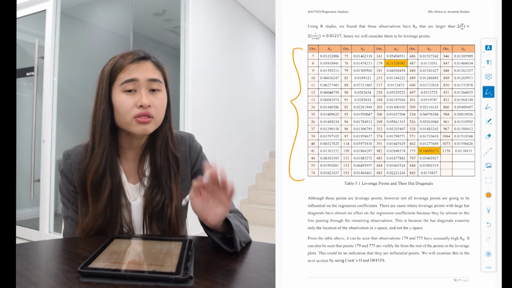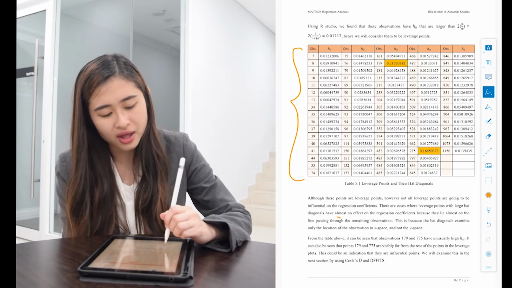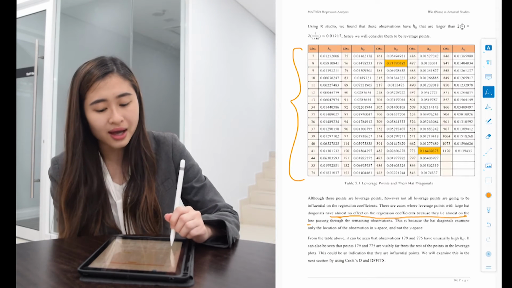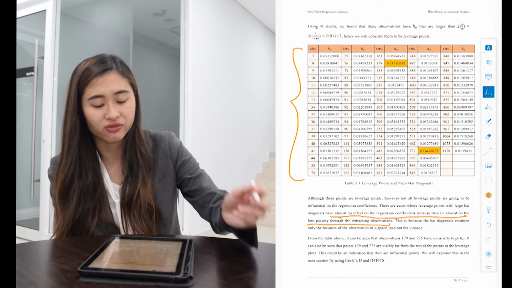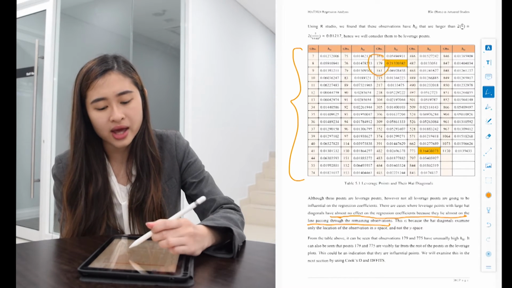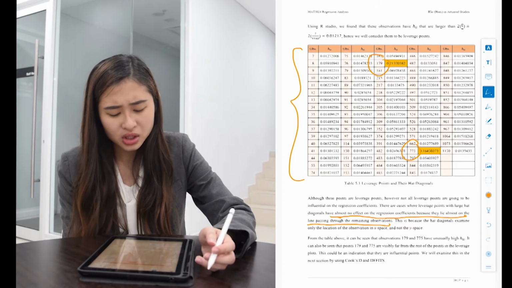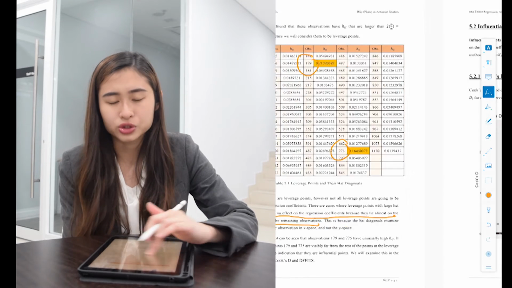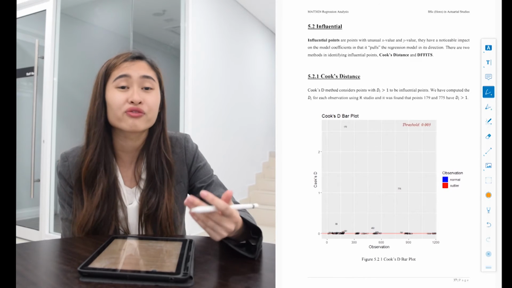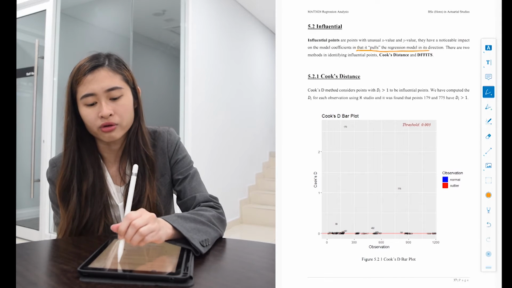However, not all leverage points are influential points. There are cases where leverage points with large hat diagonals have almost no effect on the regression coefficients because they lie almost on the line passing through the remaining observations. If you look at the table, we can see that 179 and 775 have extremely large hat diagonals. This could be an indication that they might be influential points. Influential points are points with a noticeable impact on the model coefficients in that they pull the regression model in their direction.